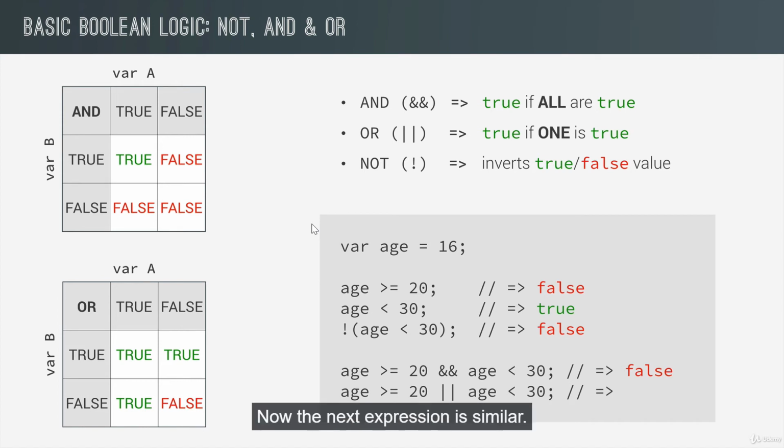Okay? Now the next expression is similar, but we have the or operator here. So it's now true or false. So what will the result be this time? All right, now it's true, because with the or operator, it's enough for one of them to be true. So I hope that made sense, and so we can now go back and use what we just learned in code.